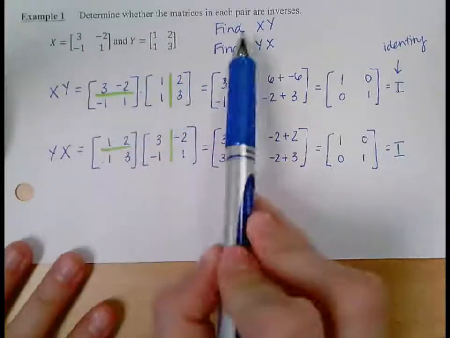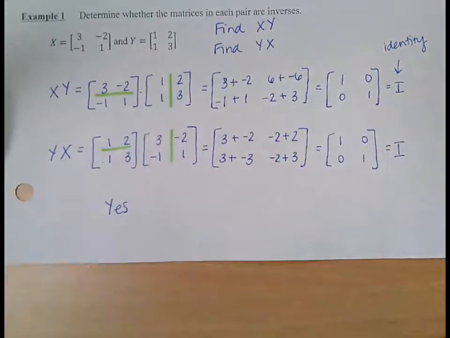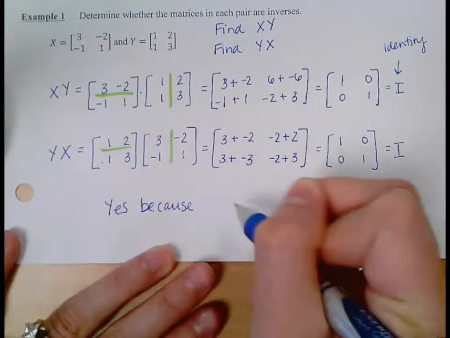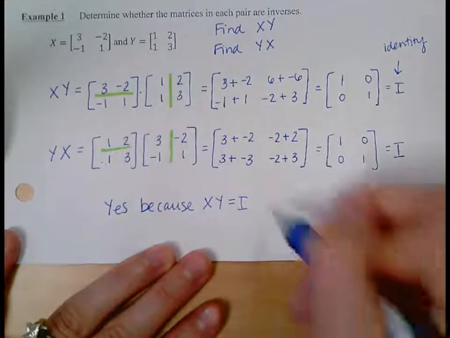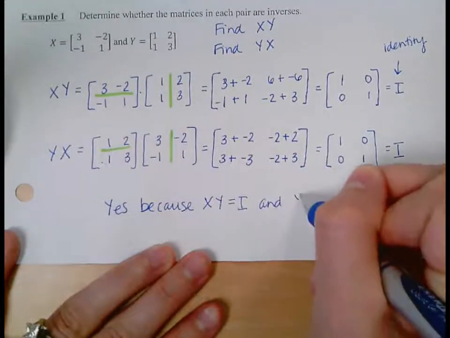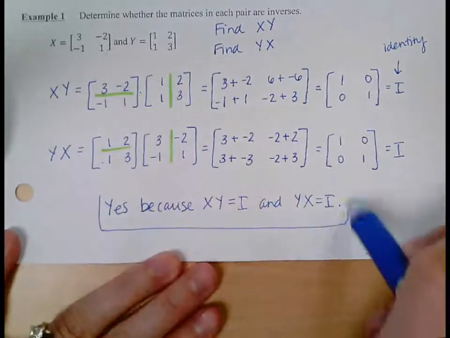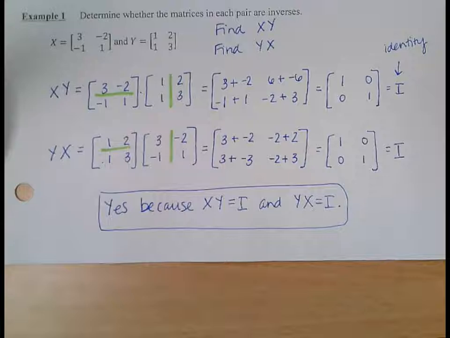So it says determine if they're inverses. I can say yes, and now it doesn't ask you to explain, but I want you to understand why, especially if you're looking back at this, to know how you would explain why or why not. So I can say yes because x times y is equal to I, and y times x is equal to I. So because both products equal the identity matrix, I can say that they're inverses.